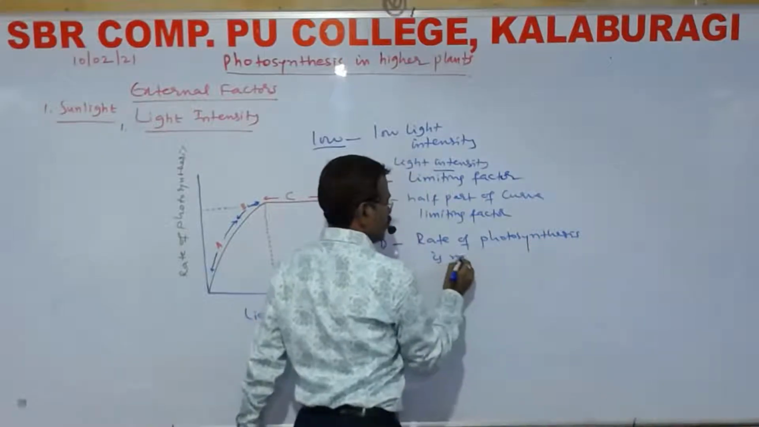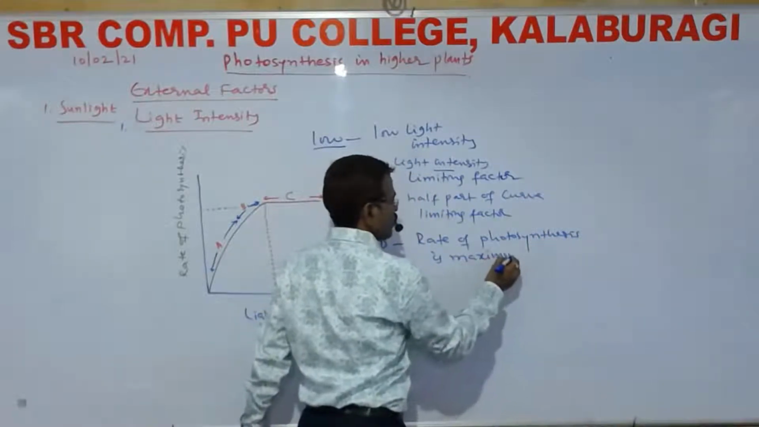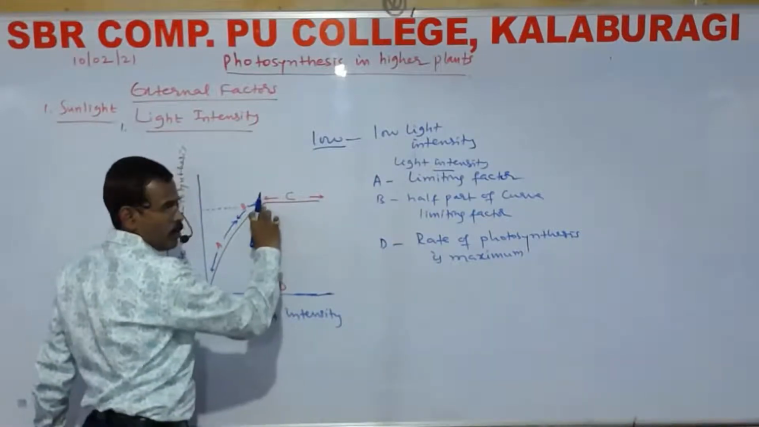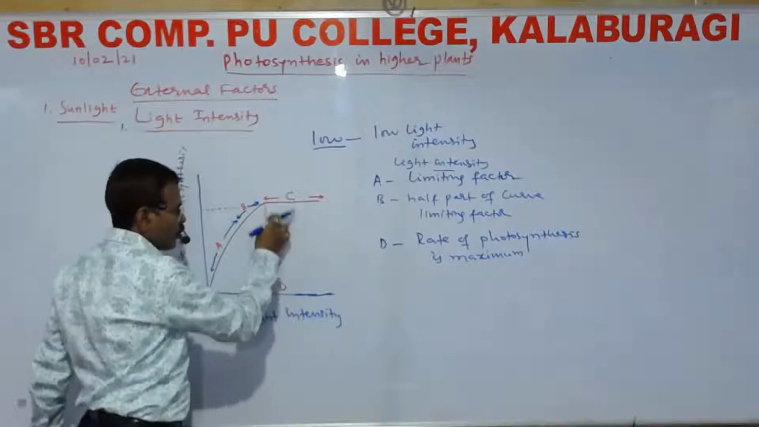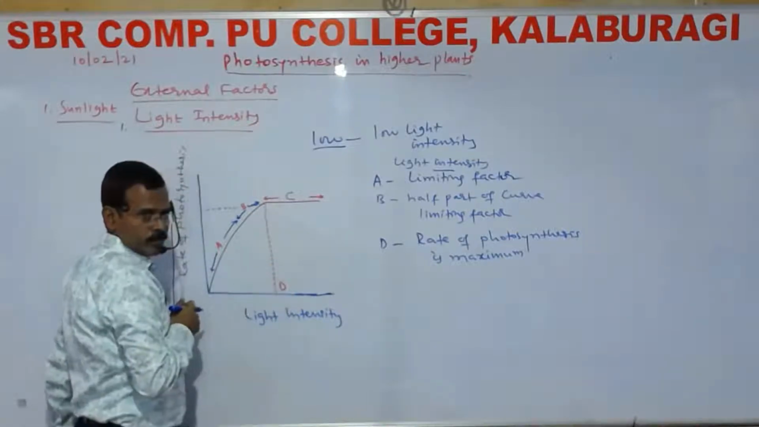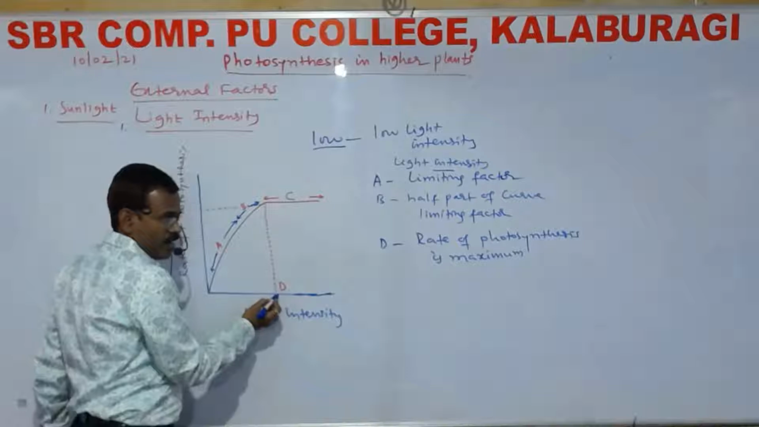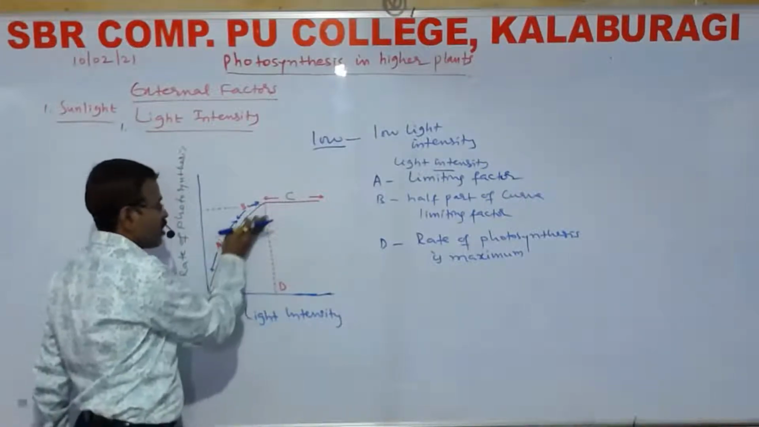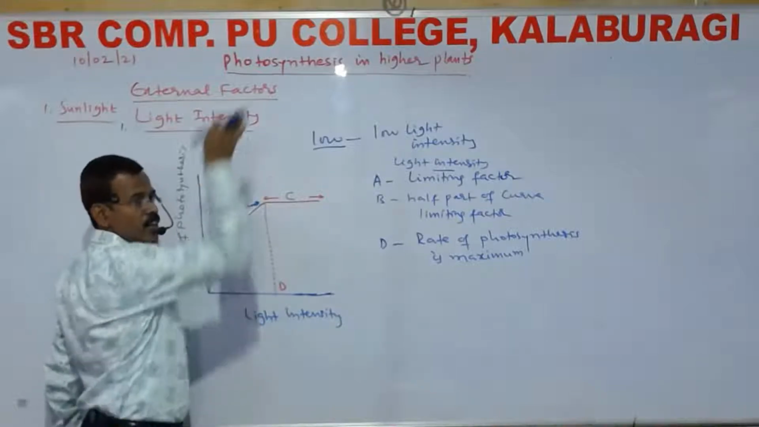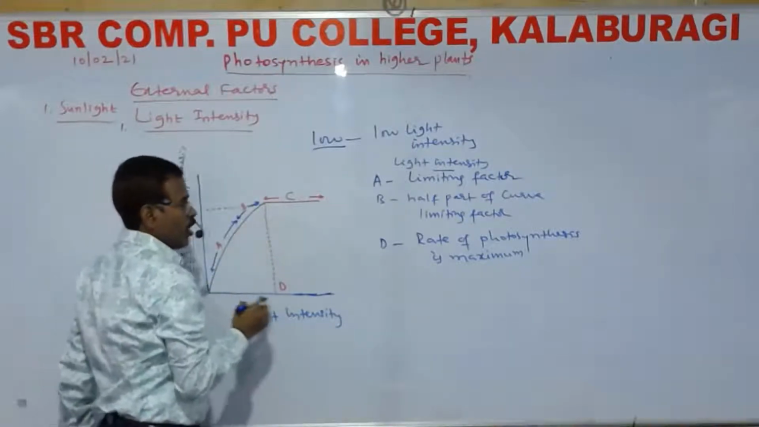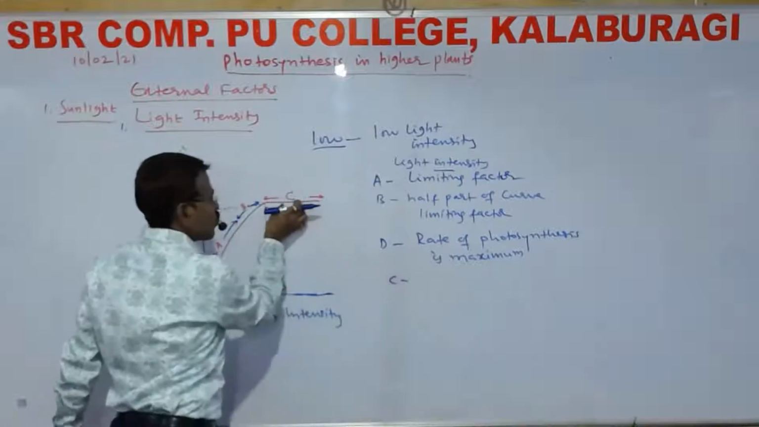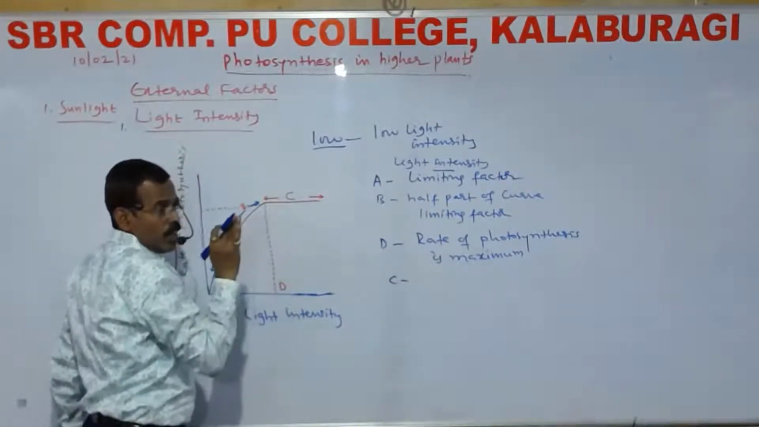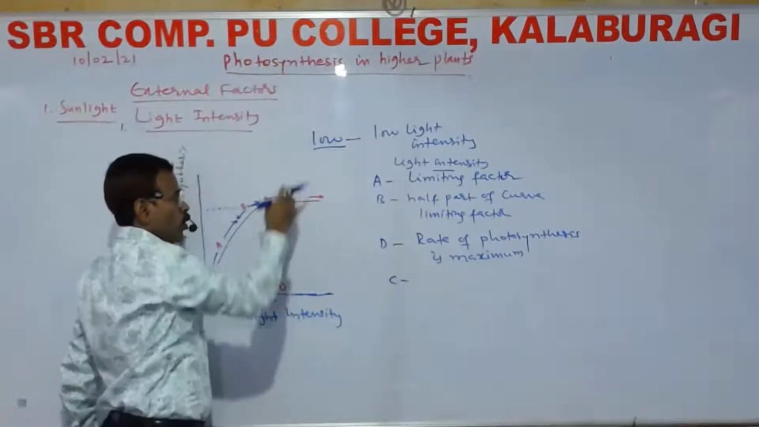At D, the rate of photosynthesis is maximum. It has reached a peak. At this light intensity, the rate of photosynthesis is maximum. It has elevated upwards. And see this part. Here, you are not seeing further increase in the rate of photosynthesis.